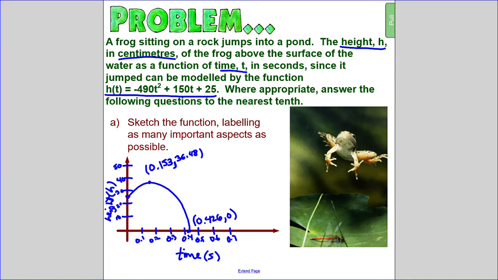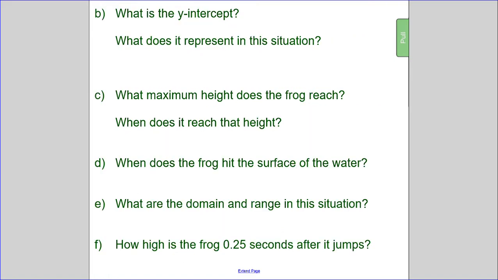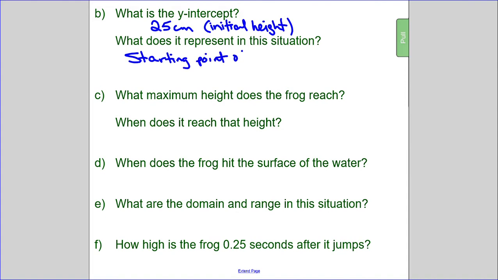So let's take a look at our B problem and see what it asks. What's the y-intercept? Well, we know the y-intercept in this case is 25 centimeters, which was also its initial height. What does it represent in this situation? It represents the starting point of the frog.